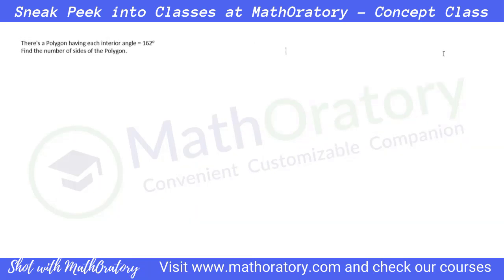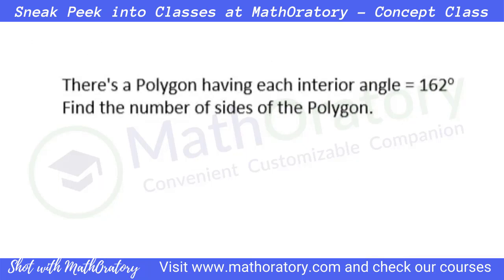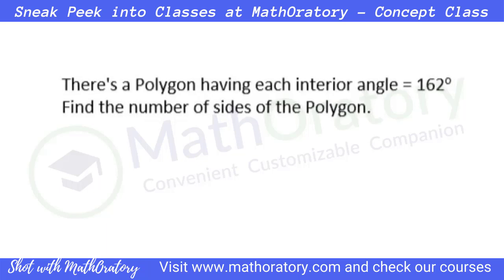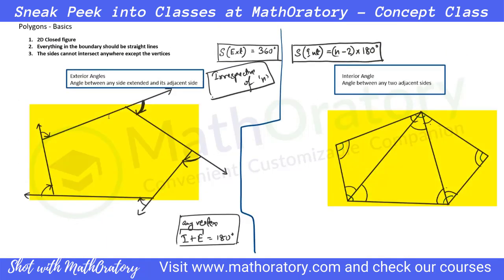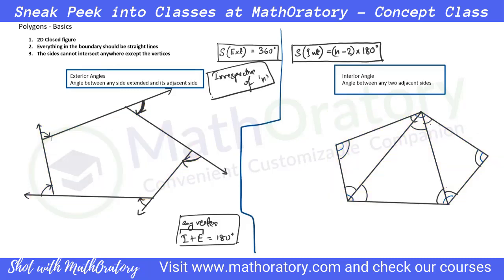Okay, so this is the question. There's a polygon having each interior angle equal to 162 degrees, and we are looking for the number of sides of the polygon. By the way, if you look back at this figure, this had 5 sides, so this was a pentagon. Because this has 5 sides, it will have 5 vertices, and each vertex will have an interior angle and an exterior angle. Interior and exterior add up to 180 degrees for any vertex.